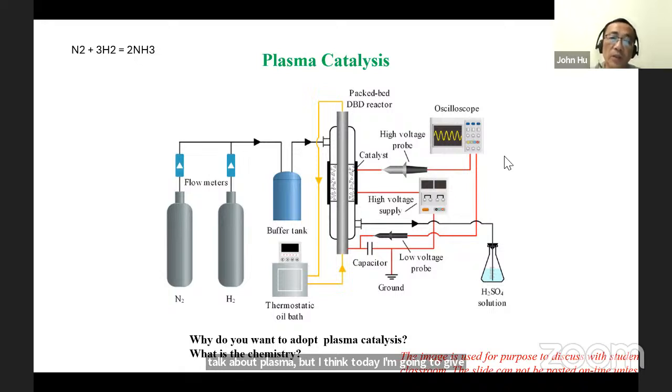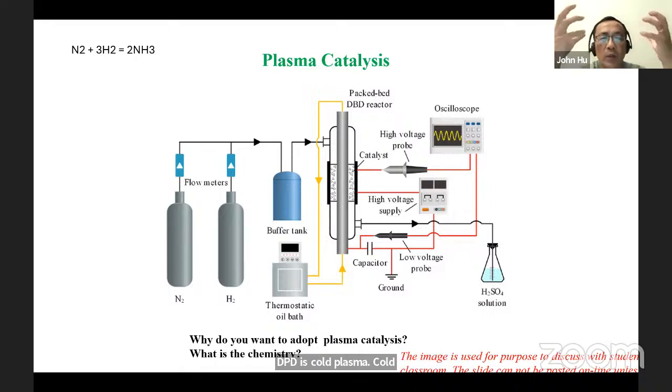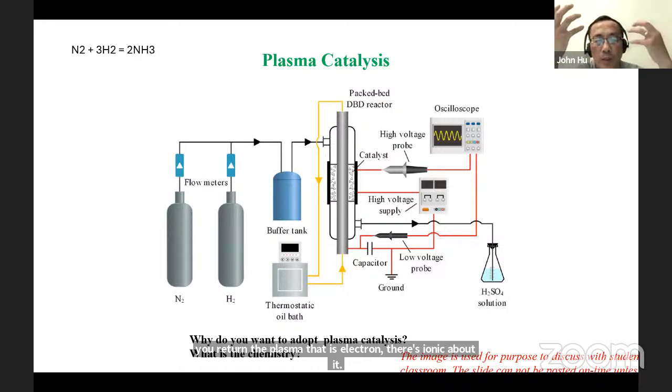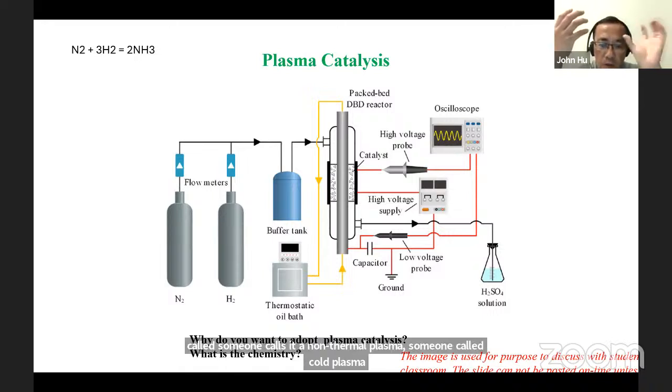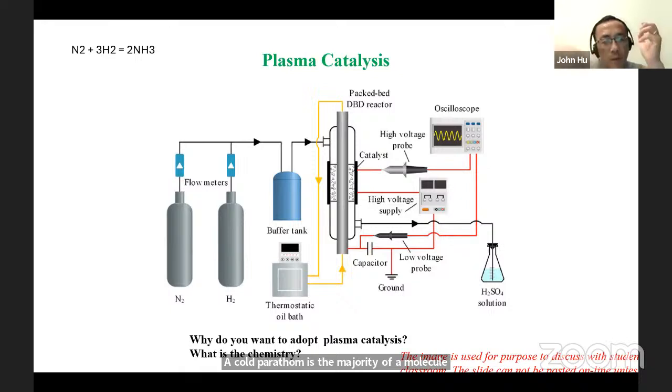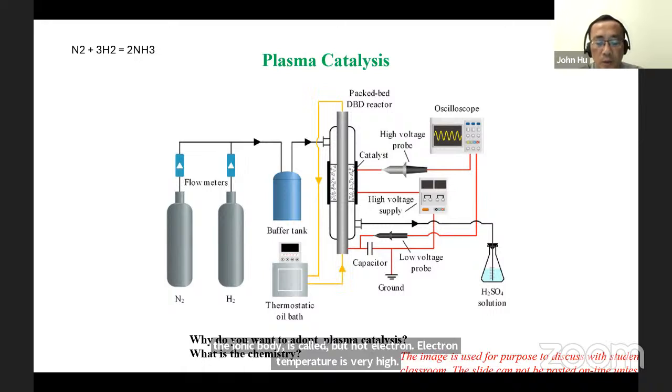By the way, there are different ways to generate plasma. You see the DBD reactor. DBD is cold plasma. Cold plasma means if you generate plasma, there's an electron, there's an ionic body. The electron is small, but the electron is very hot. But the remaining molecule is cold. Someone calls it non-thermal plasma, someone calls it cold plasma. Cold plasma means the majority of the molecules, which is the ionic body, is cold. But the hot electron temperature is very high, can be 1,000 degrees C.